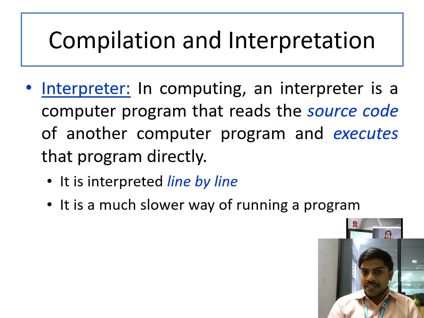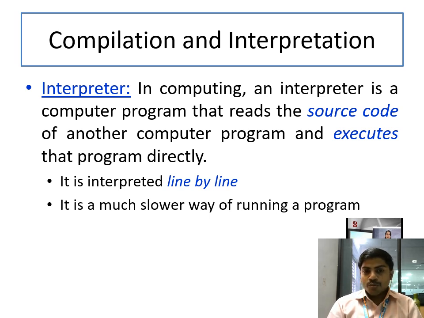And what is an interpreter? An interpreter, in terms of computing, is a computer program that reads the source code of another computer program and executes it directly. Let us understand the difference between the compiler and interpreter at first. The previous slide says that the compiler compiles the source program while the interpreter executes the source program. That is the first and foremost difference between the compiler and the interpreter.